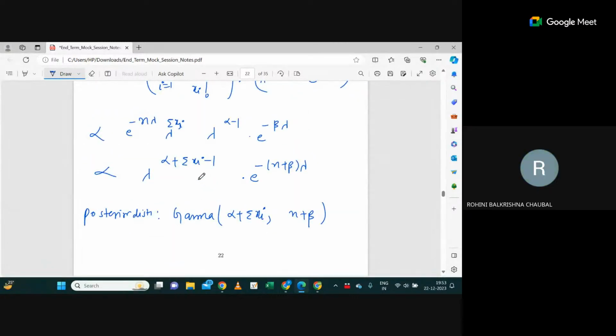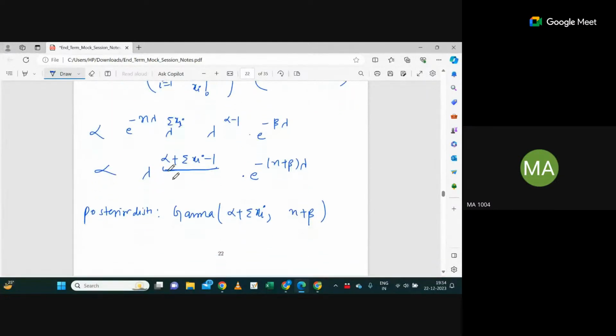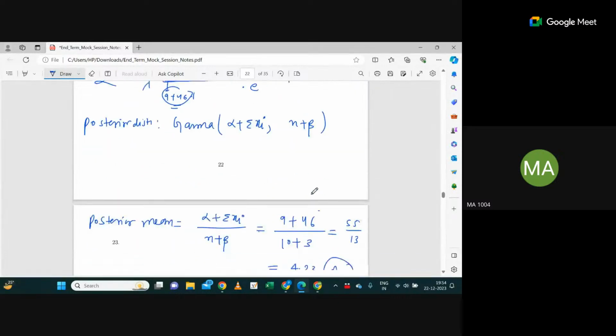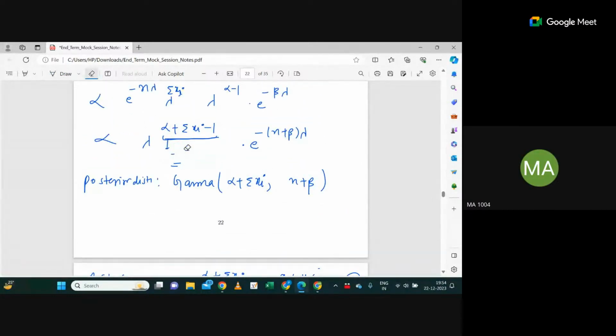Alpha plus sigma xi minus 1. So that will be 46 plus 9 minus 1. Anyway, this is 9 plus 46 minus 1. So this is the 55. I mean, here I have done it in general.